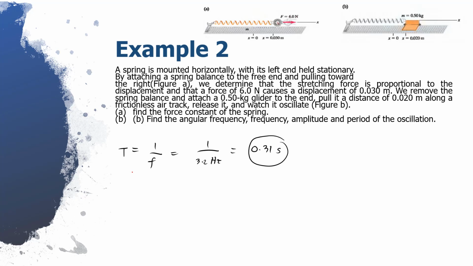How about the amplitude? The amplitude is given. It says that when we remove the spring balance and attach a 0.5 kilogram glider to the end, and you pull it a distance of 0.02 meters, it means that this 0.02 meters is the maximum displacement of your glider. And take note, the definition of amplitude is the maximum displacement of your body. So therefore, your amplitude is given, which is equal to 0.02 meters.